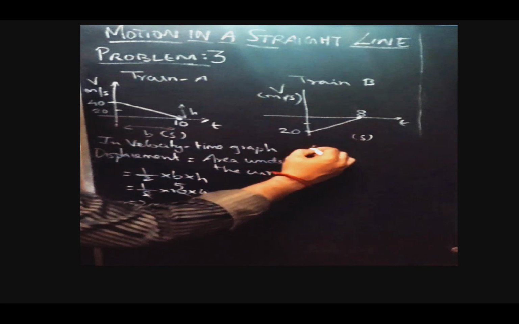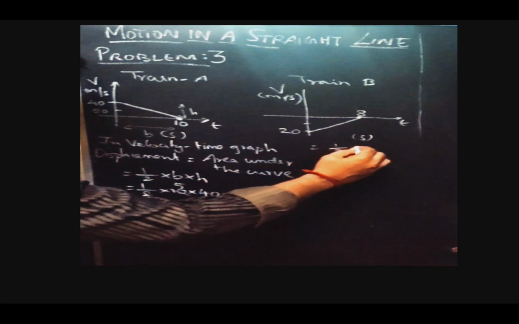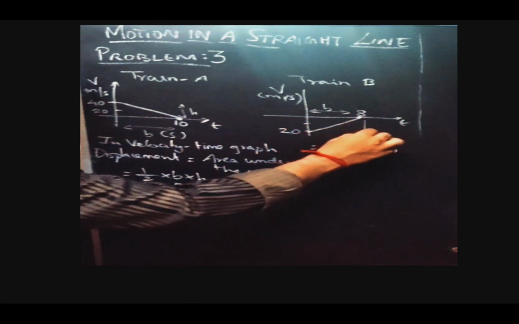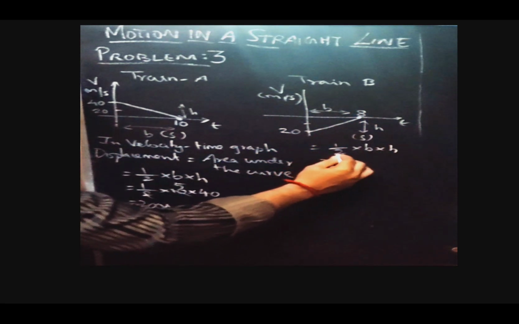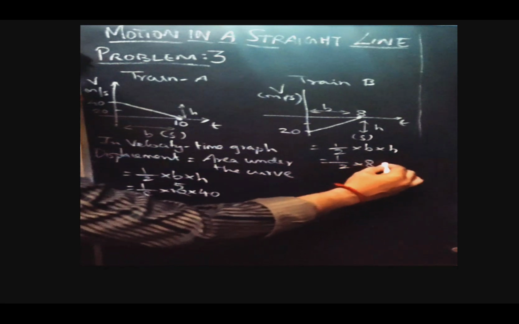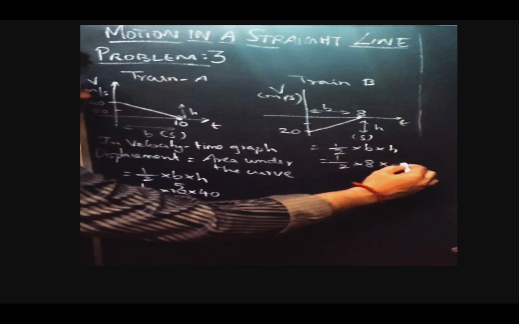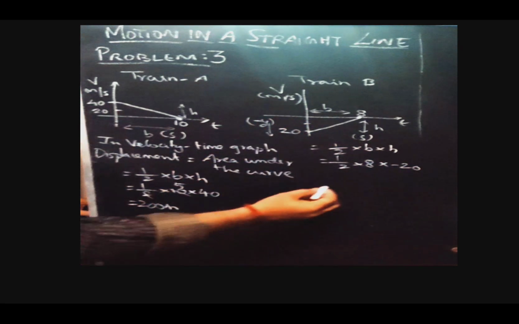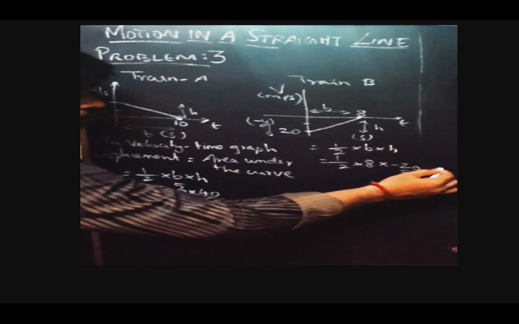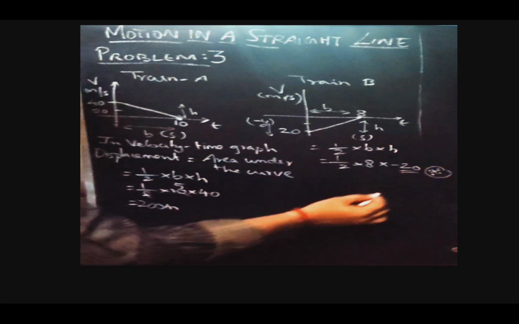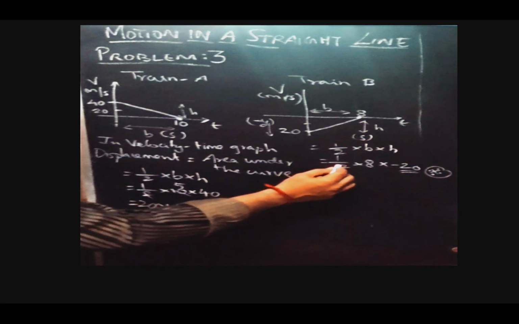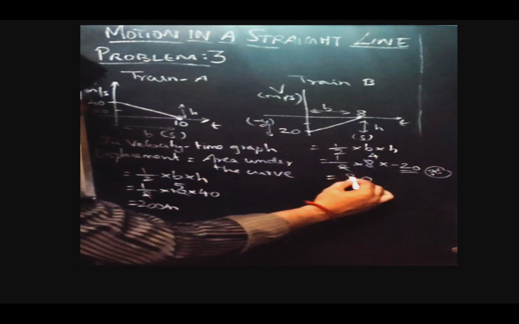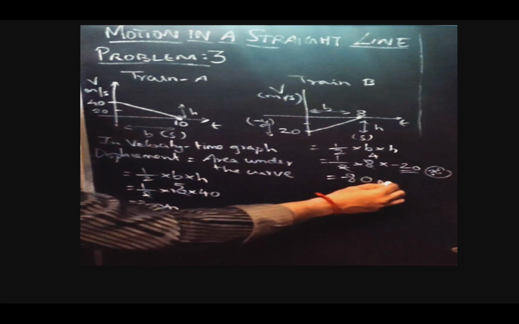Now I'm going to train B to find the solution. Once again the same formula, half into base into height, because it is also a triangle, but it is in the negative axis, so you should be careful. Half into the base, which is 8, I take as it is, whereas the height I take as minus 20, because they are giving it along the negative axis. The negative sign is important. Cancelling 2 and 4 times, it is 4 into 20, which is minus 80 meters.